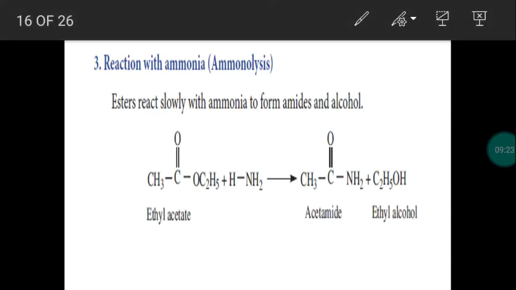Next one, ammonolysis. Addition of ammonia with the ester. When ammonia is added, we get alcohol and amide. So if ethyl acetate is added with ammonia, we get acetamide and alcohol.